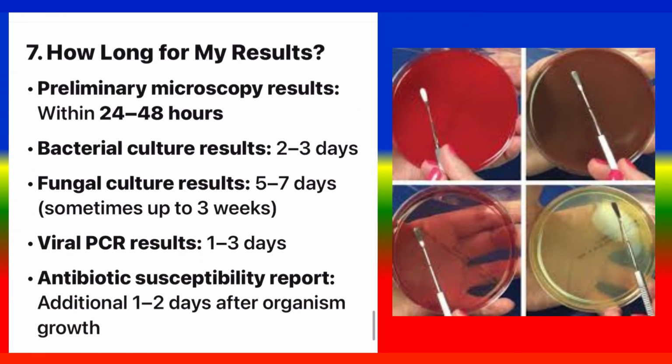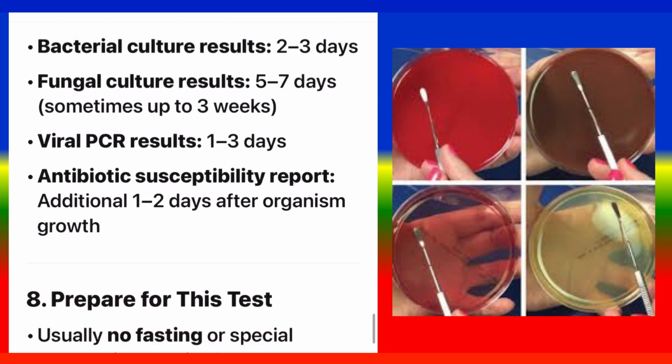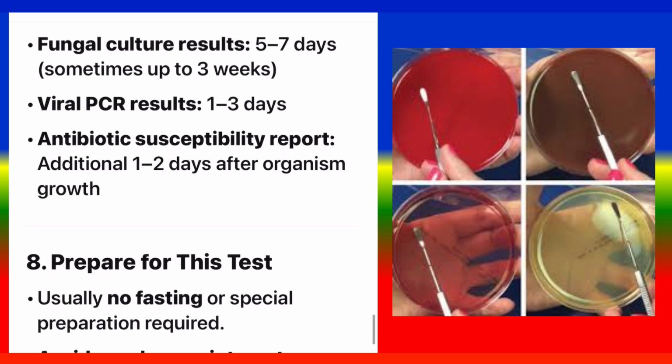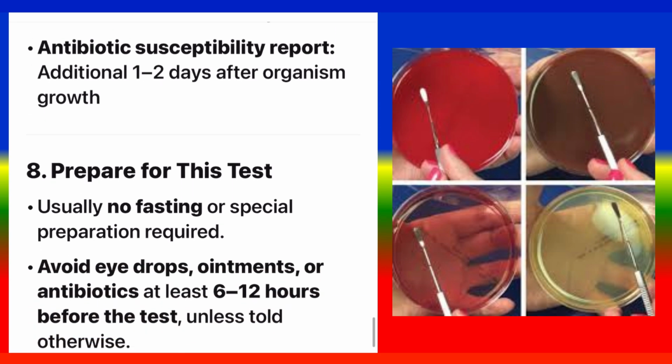7. How long for my results? Preliminary microscopy results within 24 to 48 hours. Bacterial culture results 2 to 3 days. Fungal culture results 5 to 7 days, sometimes up to 3 weeks. Viral PCR results 1 to 3 days. Antibiotic susceptibility report additional 1 to 2 days after organism growth.